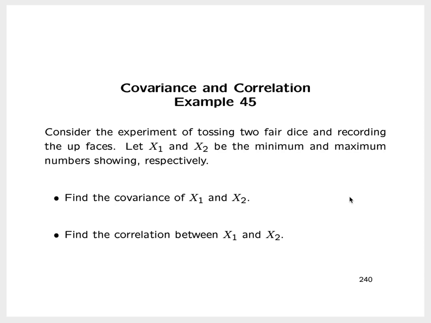Okay, so let's look at an example, example 45. Consider again the experiment of tossing 2 fair dice and recording the up faces. Let x1 and x2 be the minimum and maximum numbers shown respectively. So we have looked at this example. In the last lecture video, we came up with the joint PMF and the joint CDF of this distribution. And so now we want to find the covariance of x1 and x2, as well as the correlation between x1 and x2.